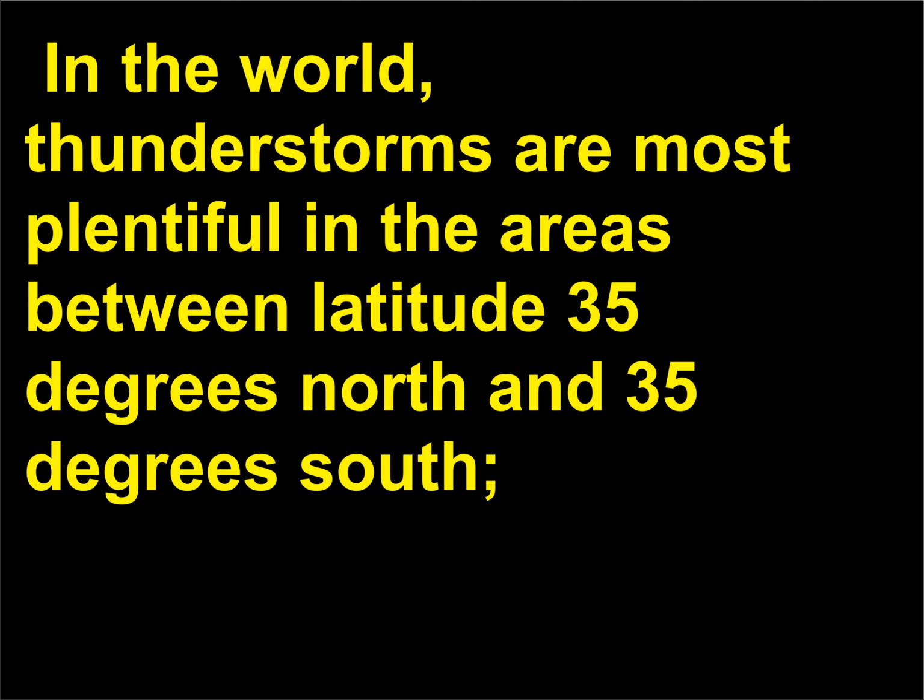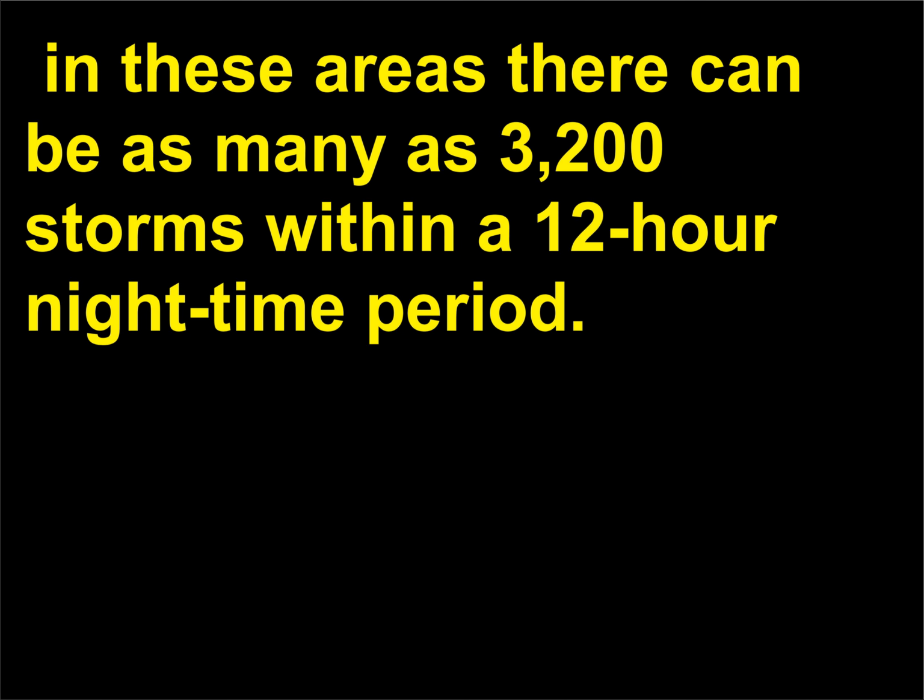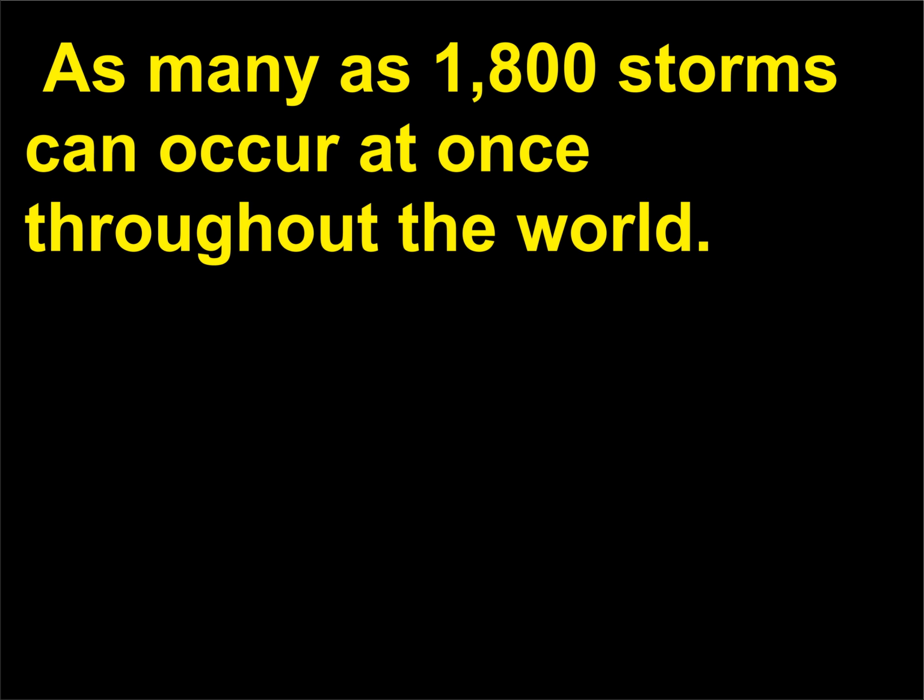In the world, thunderstorms are most plentiful in the areas between latitude 35 degrees north and 35 degrees south. In these areas there can be as many as 3,200 storms within a 12-hour nighttime period. As many as 1,800 storms can occur at once throughout the world.